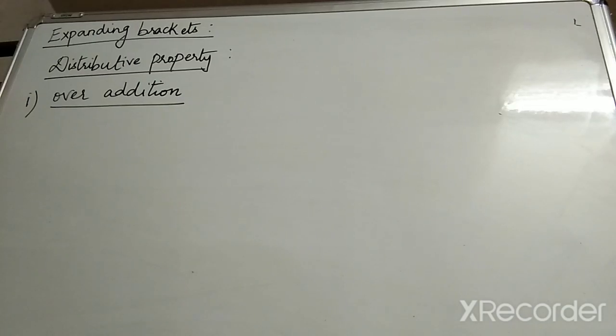Next one, expanding bracket. Okay, so distributive property. We have two cases, over addition and over subtraction. First, let us see what is distributive property over addition.